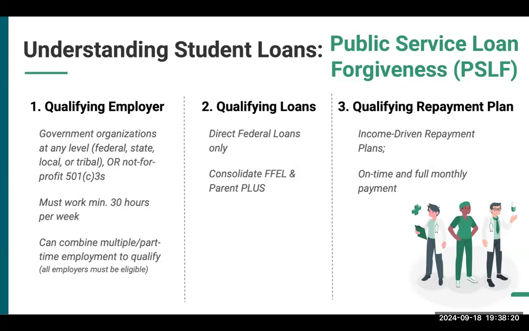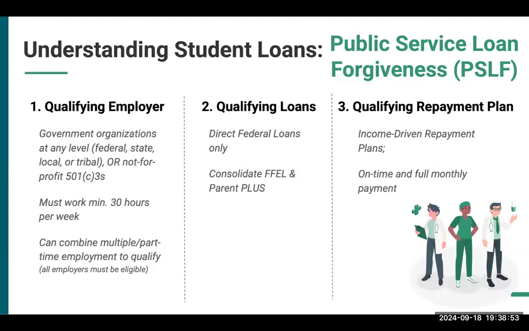However, you can combine multiple or part-time employment to qualify, so long as all of the employers that you're combining are eligible and qualifying employers. Another thing about this program, as far as the employers go, is that it is retroactive back to October 2007. So any qualifying employment that you've had from October 2007 to present day is fair game. Unfortunately, nothing before October 2007 is eligible for the purposes of this program.